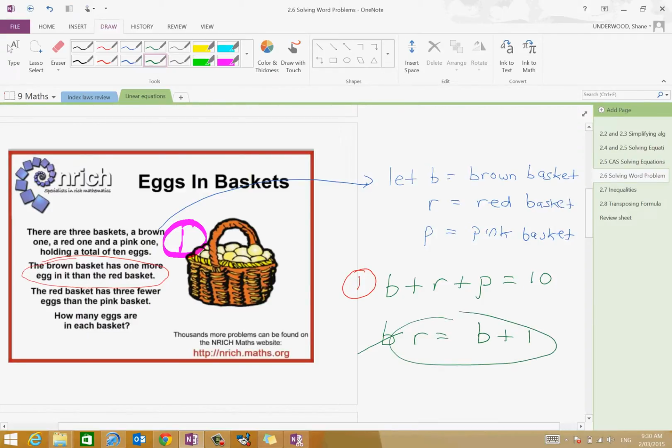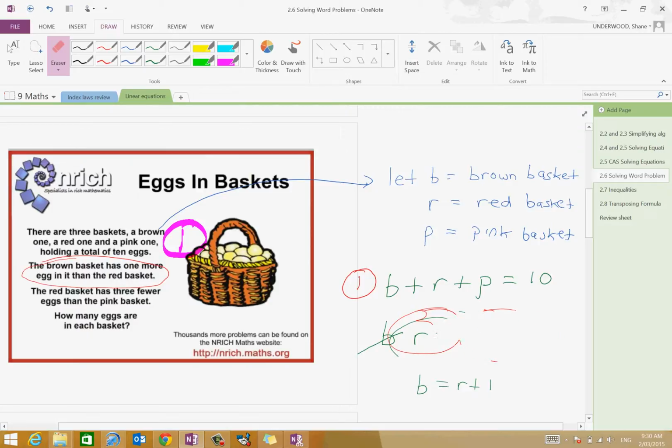Just pretend. If the brown basket had 1 more egg in it, then you could say brown is 3, red is 2. You could just try something. If brown is 3, is 3 plus 1 equal to 2? No, it's not. That's not right. So we know that it's not R equals B plus 1. It's B equals R plus 1. And I'm going to rub that out.